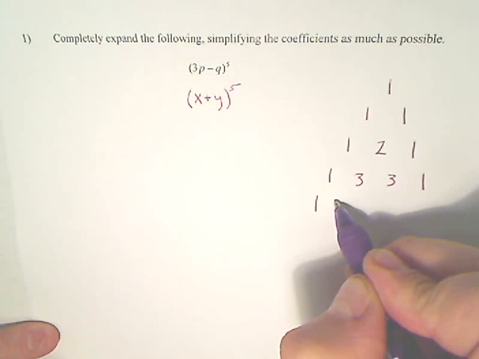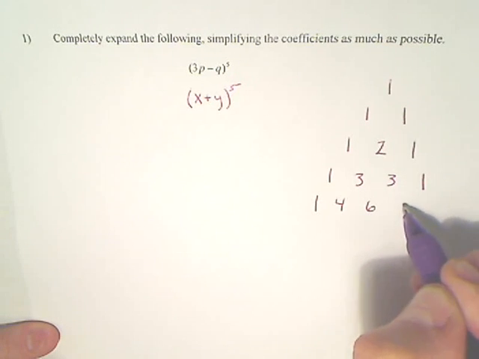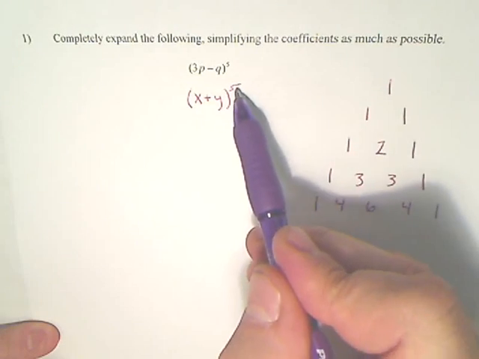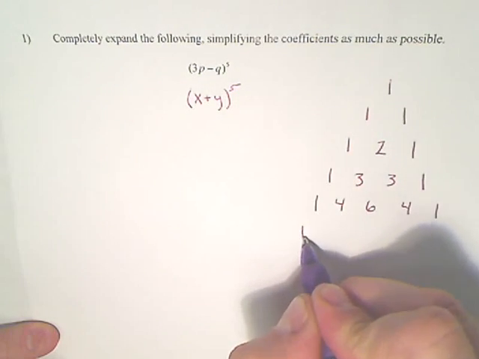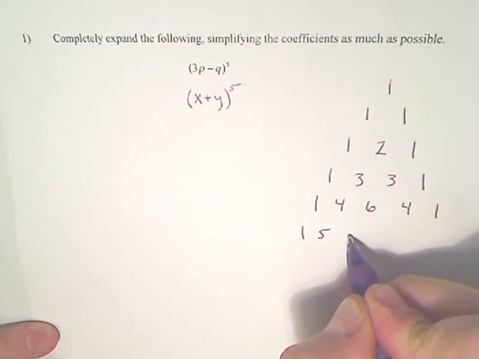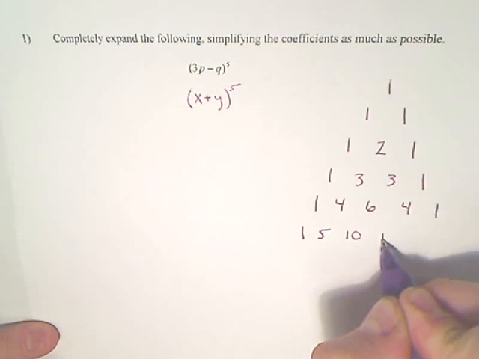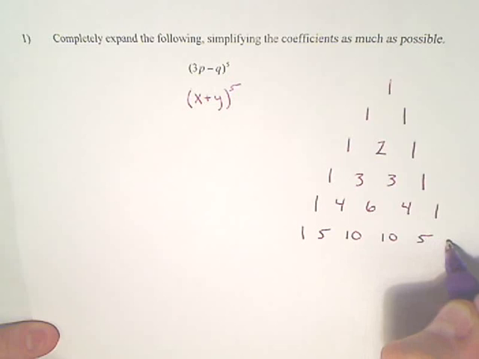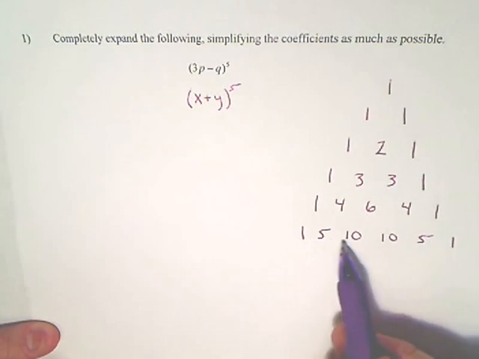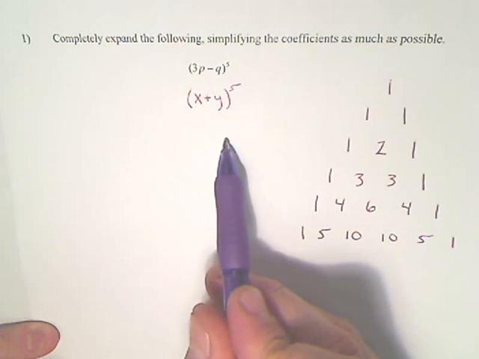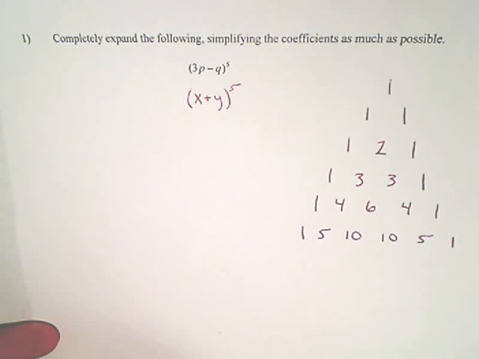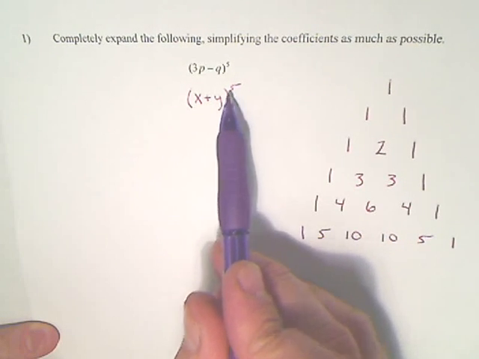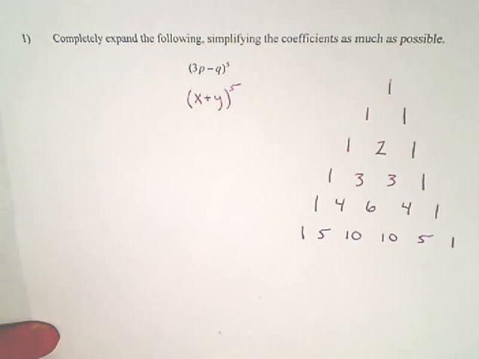We need to get to the row where the second digit is a 5, because the original exponent is a 5. So this is the row we are going to use for this particular problem. These are the coefficients for the 6 terms in the expansion of this problem. The number of terms is always one more than the original exponent.